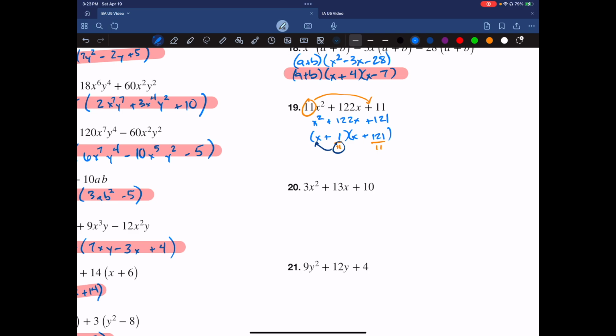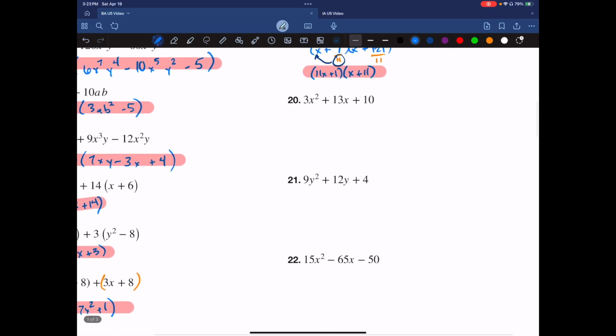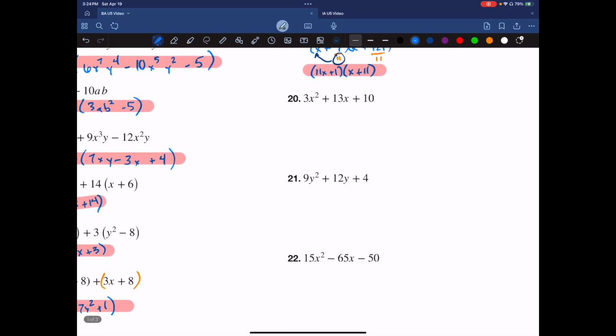121 over 11 is 11. So you have 11, x plus 1. Then you have x plus 11. And that is your final factored form. Okay? So as you've seen up to this point, the easiest way to factor is when that number out front is positive 1. And if it's not, you can force it to be so using this AC method. And that takes all of the guesswork and the trial and error out of it.